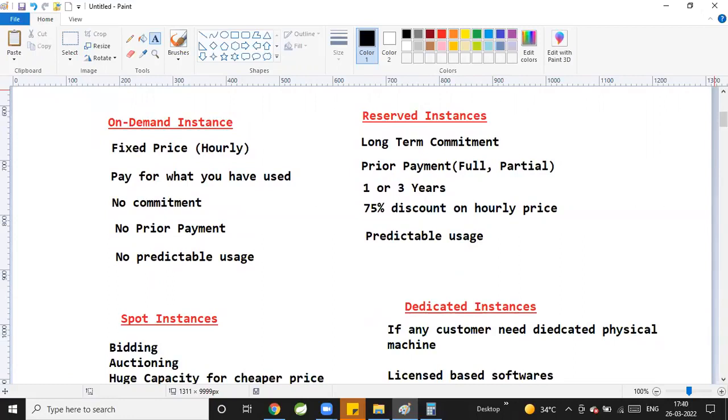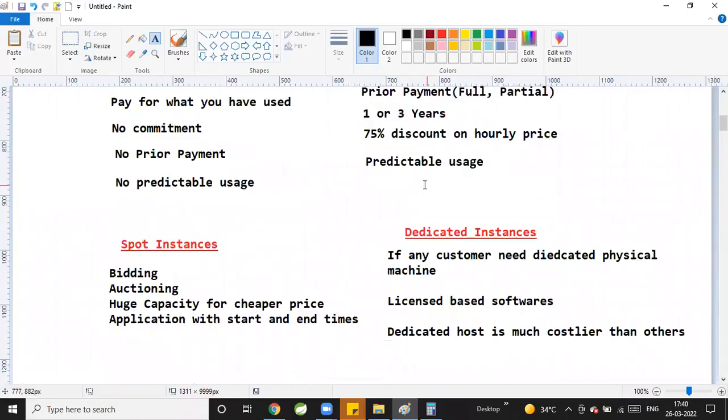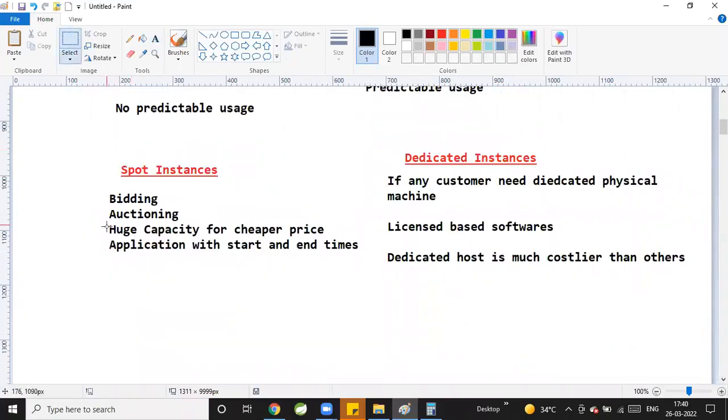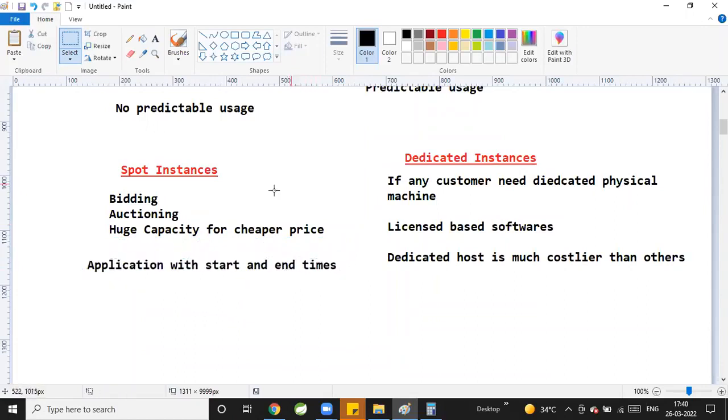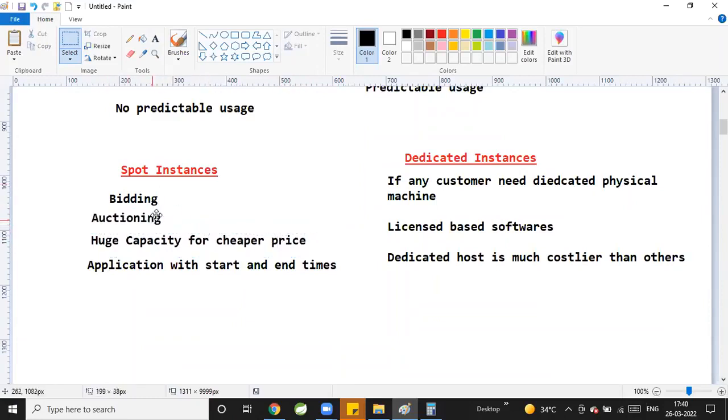Okay, reserved instances are available, with a long-term commitment. That means you have to take the instances for a 1 year or 3 year period of time. They will provide you some discount also if you pay all the amount at a time. Spot instances are some instances in EC2 with a huge capacity for less price. When they want to sell such instances for rent, they conduct a bidding or auctioning to provide them to the public. The people who participate in the bidding take those spot instances.